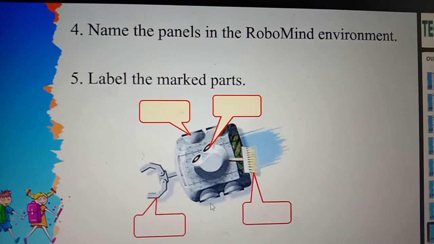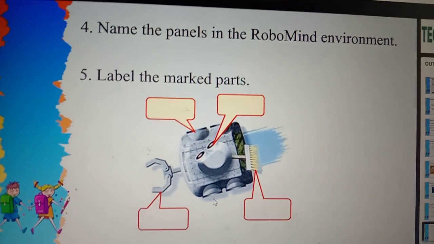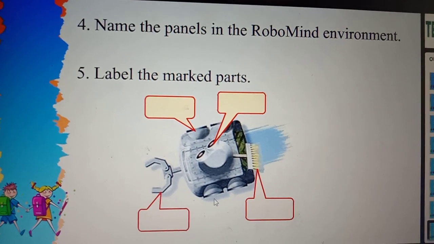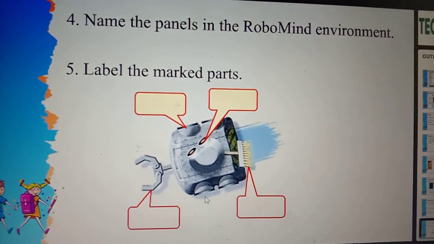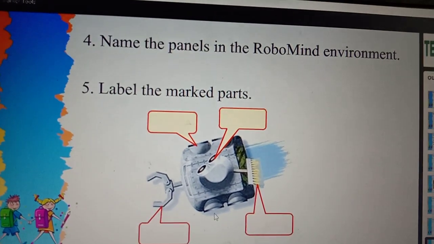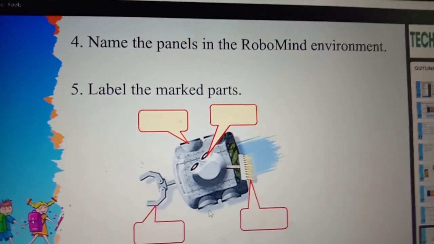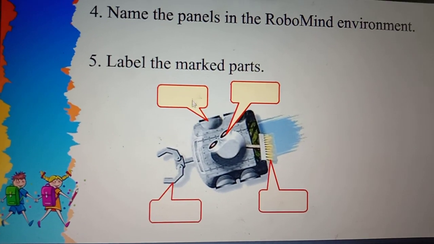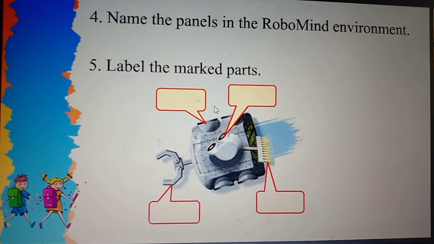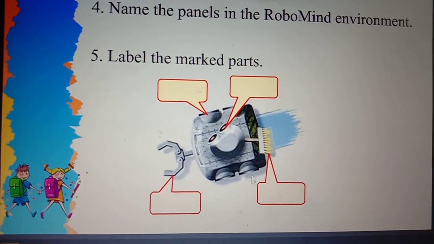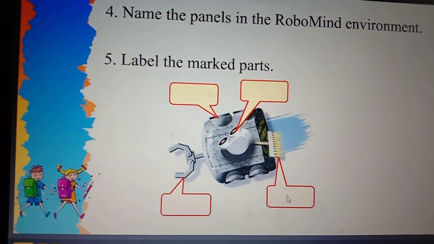Now I am going to explain some questions. Fourth question, name the panels in RoboMind environment. What are the panels we have? Run panel, script panel, message panel, and one more panel is a word panel. Here label the marked paths. See here, this is move, this is C command, this is grab command, this is a paint command.